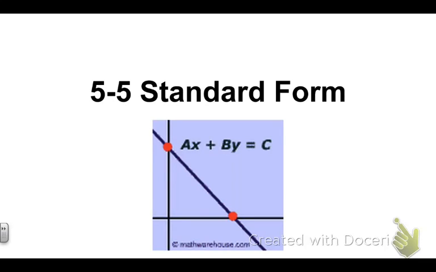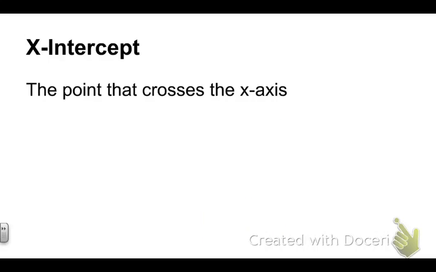Lesson 5.5 is on standard form. This is a third way that we can write linear equations. So you need to know about your intercepts. You already know what the y-intercept is. The y-intercept crosses the y-axis, so guess what? The x-intercept is the point that crosses the, shocker, x-axis.